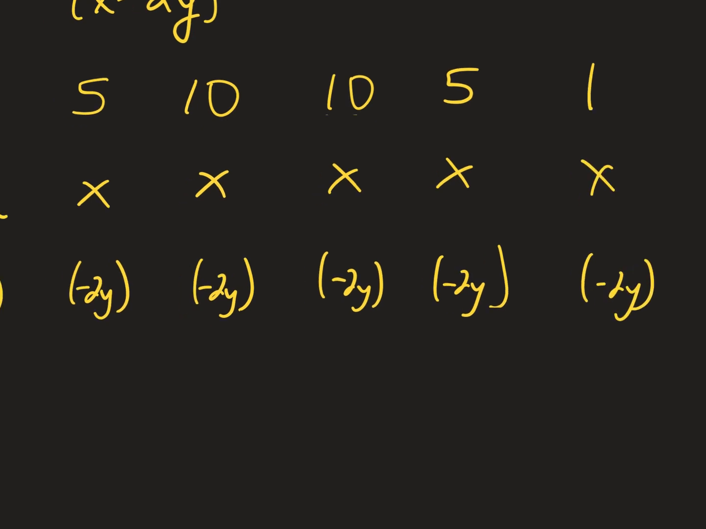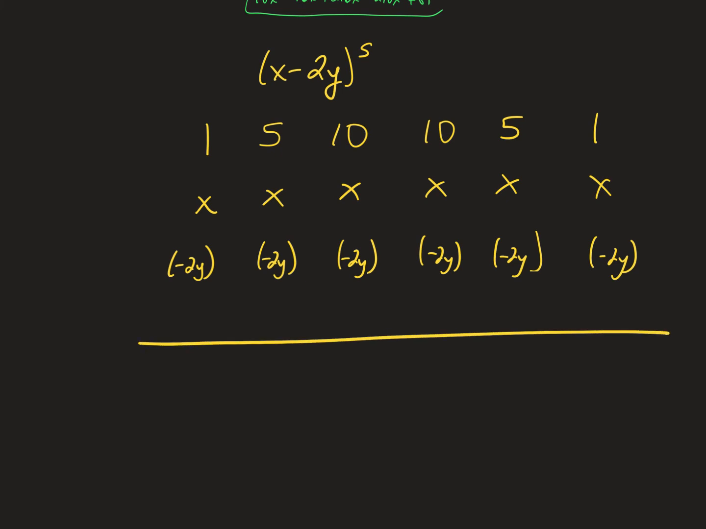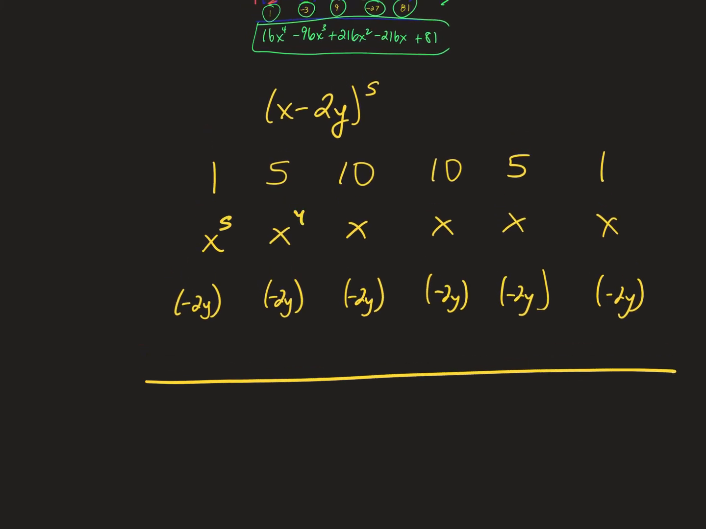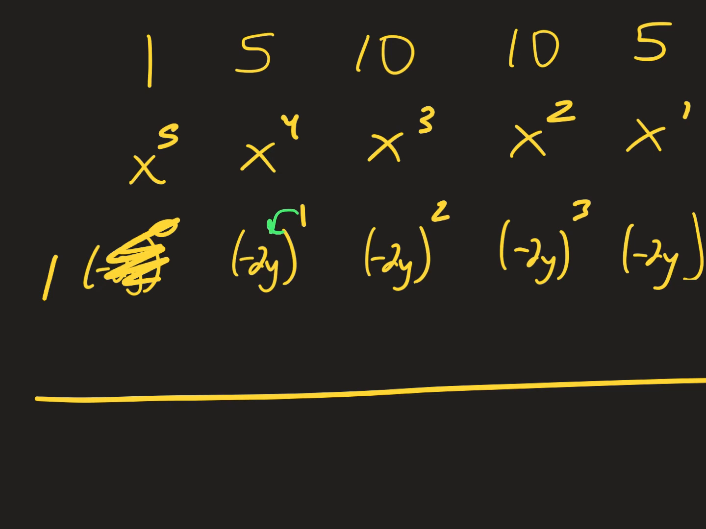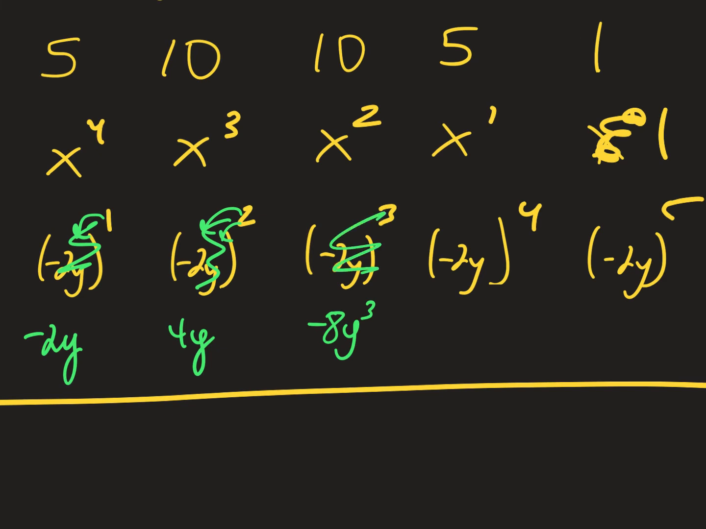How do I do my exponents? Okay. Descending, so 5, 4, 3, 2, 1, 0. And then ascending, so 0, 1, 2, 3, 4, and 5. This becomes a 1. Now again, get the little stuff out of the way. Go ahead and distribute your exponents here. So this is negative 2y. This is positive 4y squared. This is negative 8y cubed, right? This is positive 16y to the 4th. And this is negative 32y to the 5th.